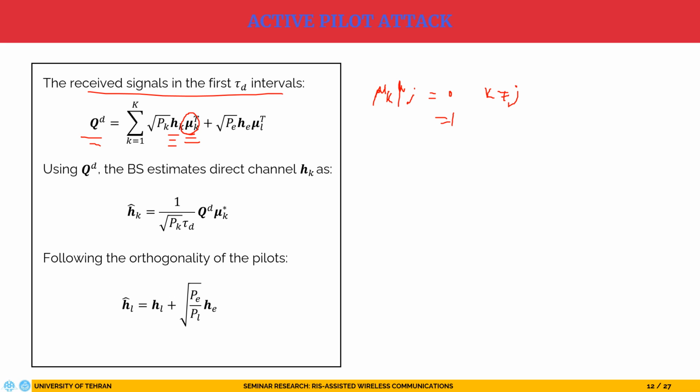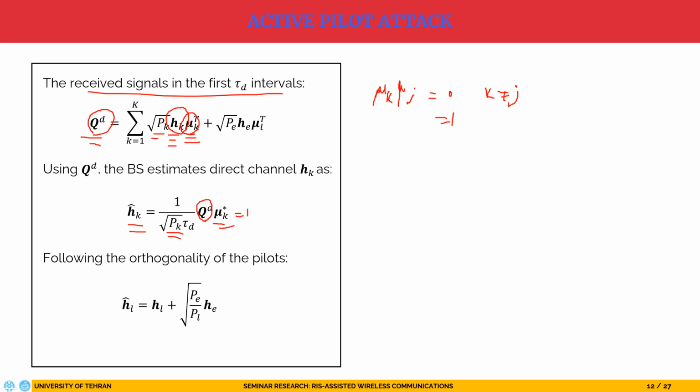So the base station, by having this pilot signal and the orthogonality between them, by multiplying mu K to this received signal, so mu K transpose multiplied by mu K conjugate, this equals 1, and the remaining term is this HK with some coefficients, which by dividing we can neutralize the effect of that.